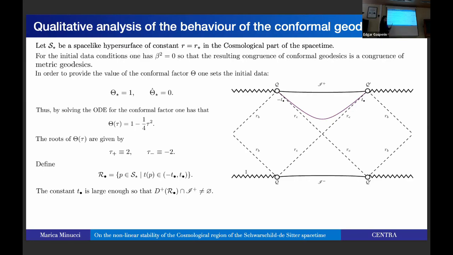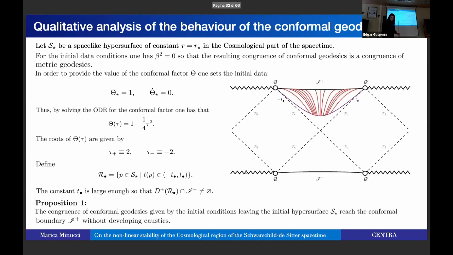And then what about t bullet? So t bullet needs to be chosen in a way that the future domain of dependence of R bullet has a non-empty intersection with the conformal boundary. So we want that then our strategy allows to say something about the conformal boundary. So this t bullet cannot be too far down because otherwise our evolution would not contain any portion of sky.